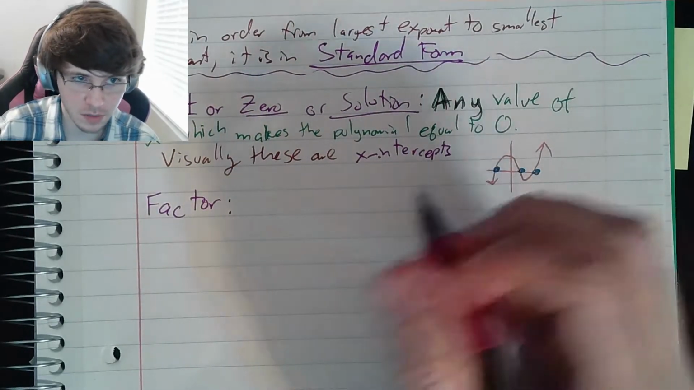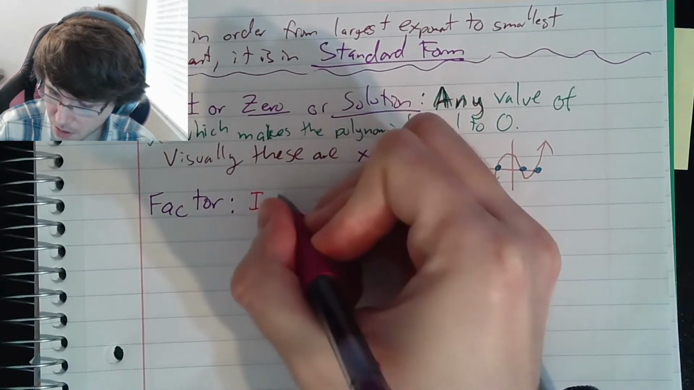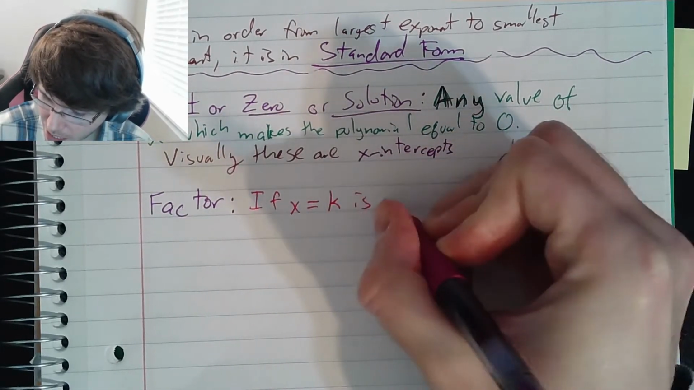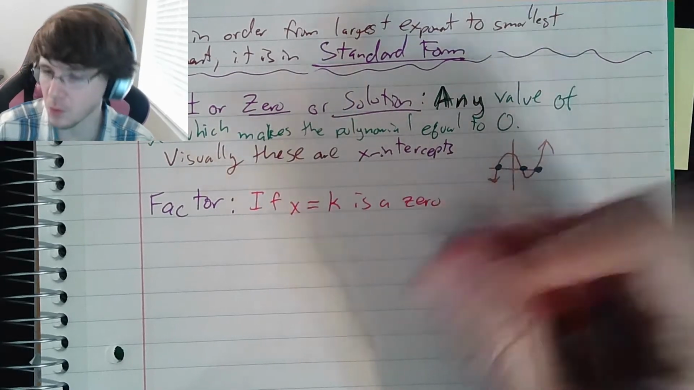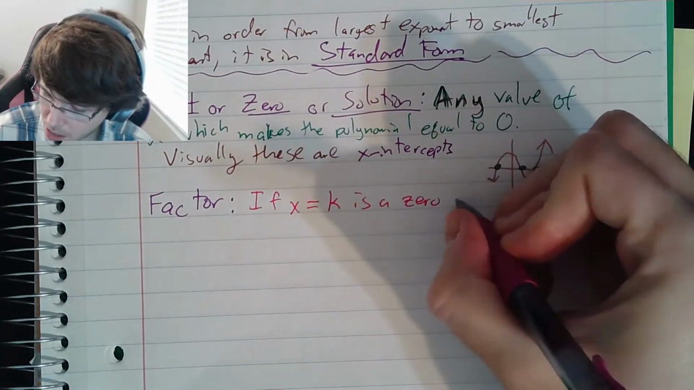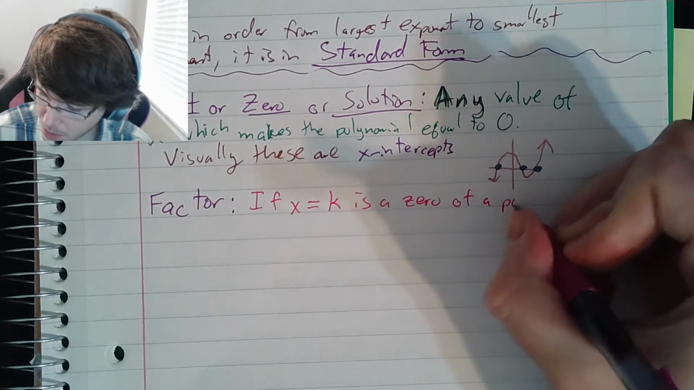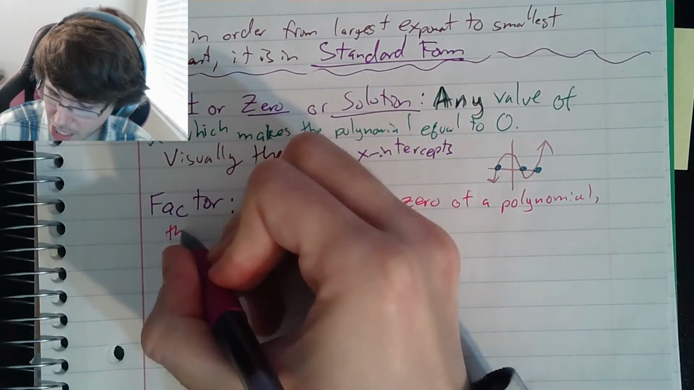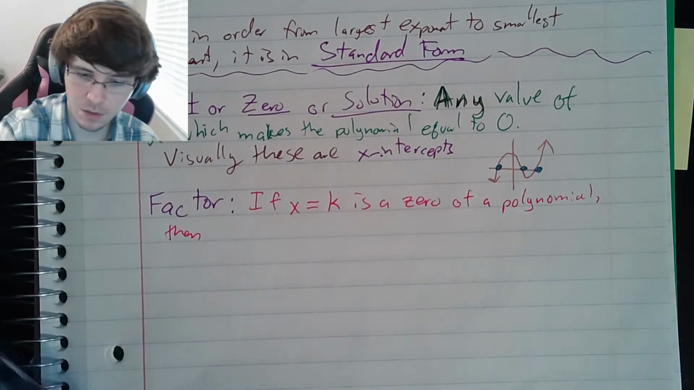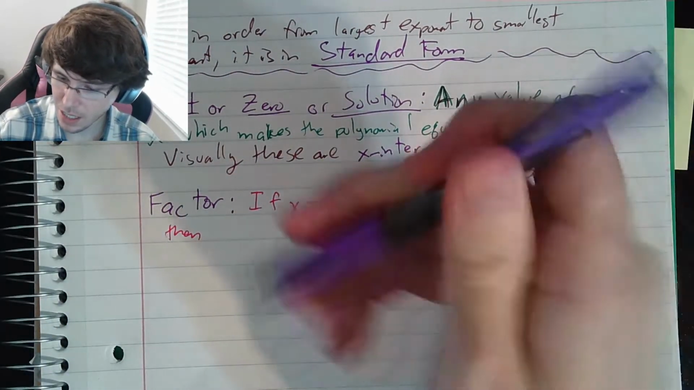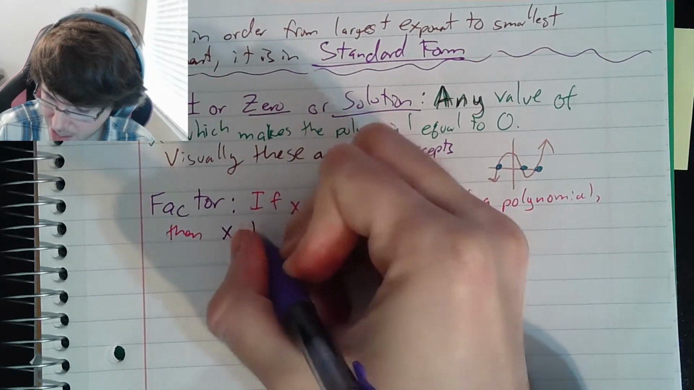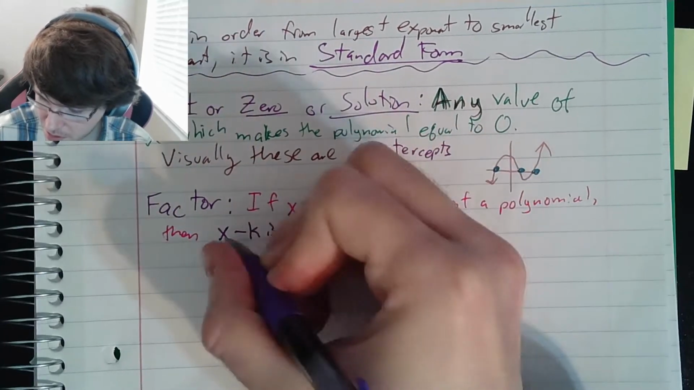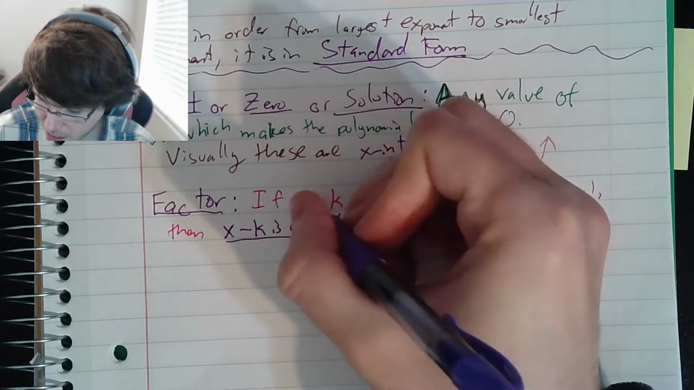So the deal is, we would say that if x equals k is a 0, or a root or a solution, of a polynomial, then we would write x minus k is a factor. So that is the key concept here.